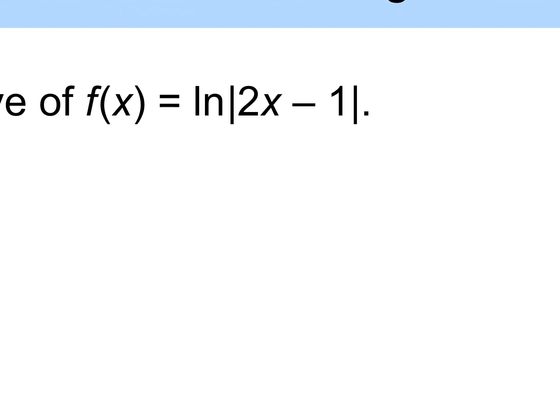So find the derivative of the ln, the absolute value of 2x minus 1. What's going to go on the bottom? 2x minus 1. What goes up top? 2. Perfect. So this is our derivative.